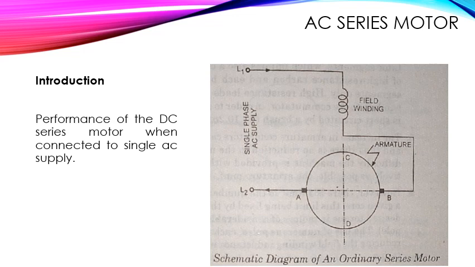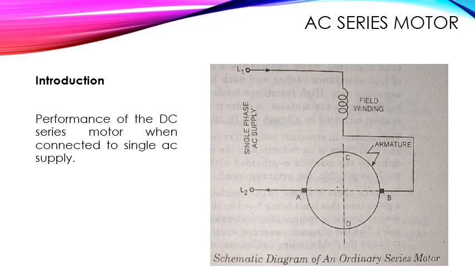So for these reasons, the reduction of field current and the time phase difference between the flux and the rotor current, a shunt motor will not develop sufficient starting or running torque when connected to a single phase AC supply. That's why when we connect a normal DC motor to a single phase AC supply, it is not possible to get enough starting torque or running torque.